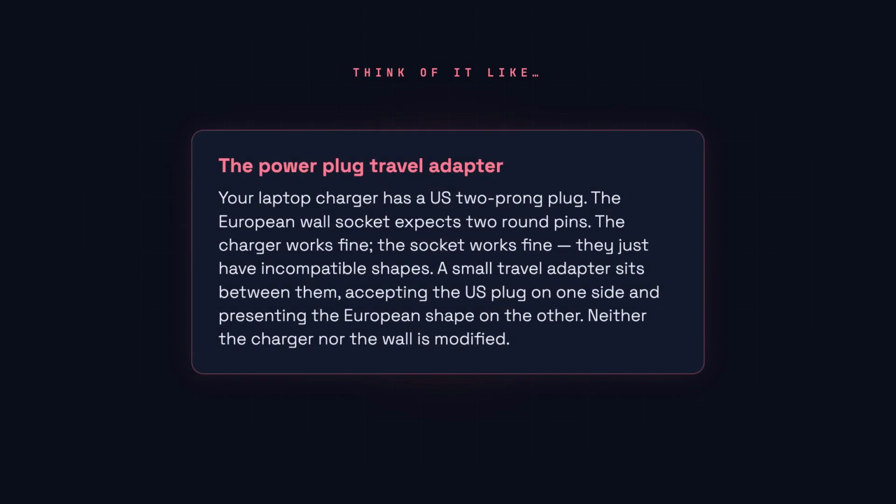Think about a travel power adapter. Your laptop charger is perfectly good, and the European wall socket is perfectly good, but their shapes are incompatible. You do not redesign your charger, and you do not rewire the hotel wall. You clip a small adapter between them. That adapter converts one interface into the other without touching either original. That is exactly what the adapter pattern does in code.